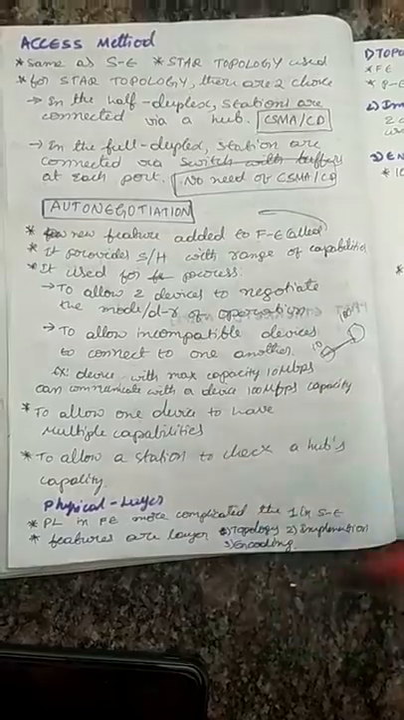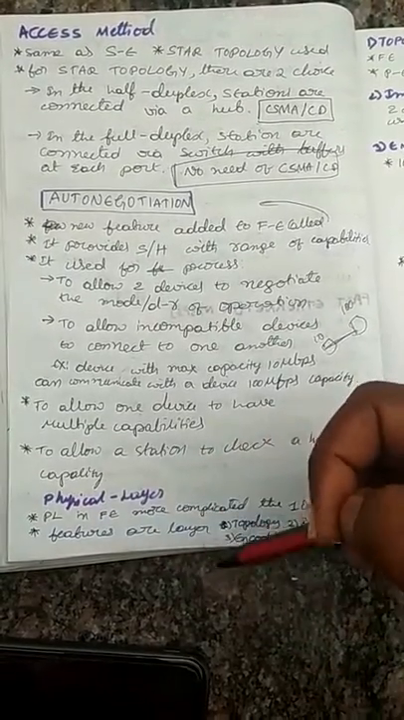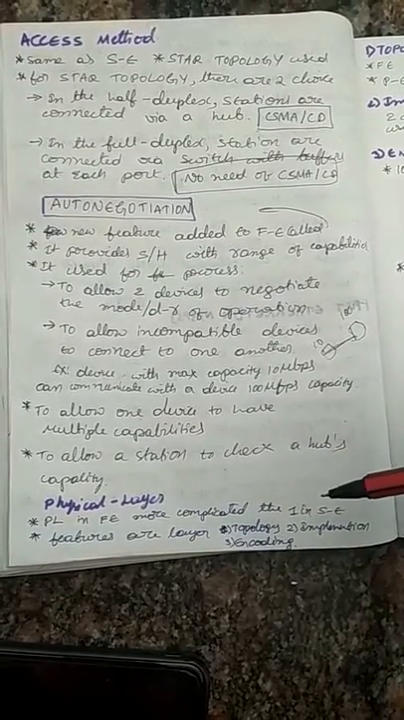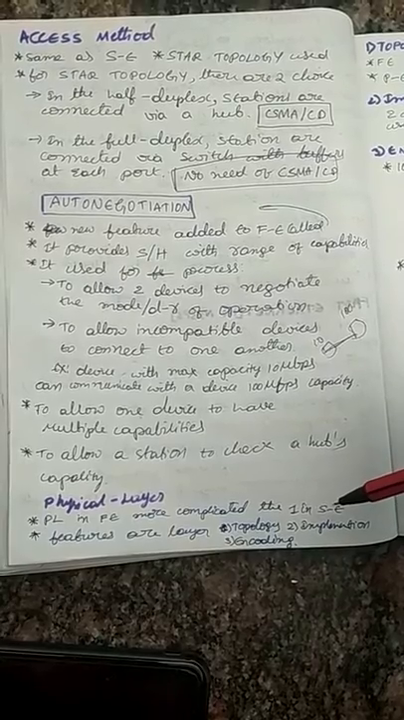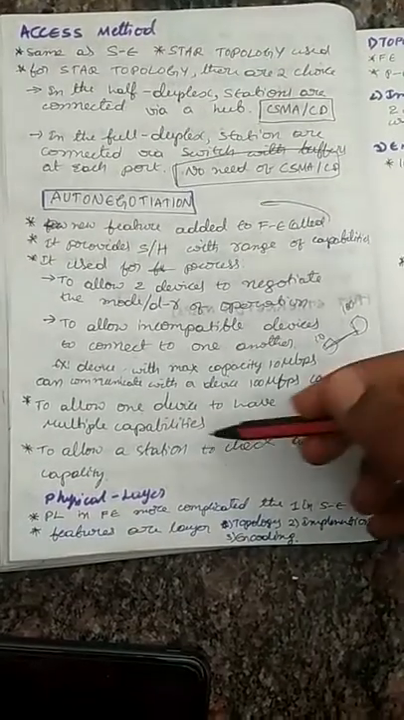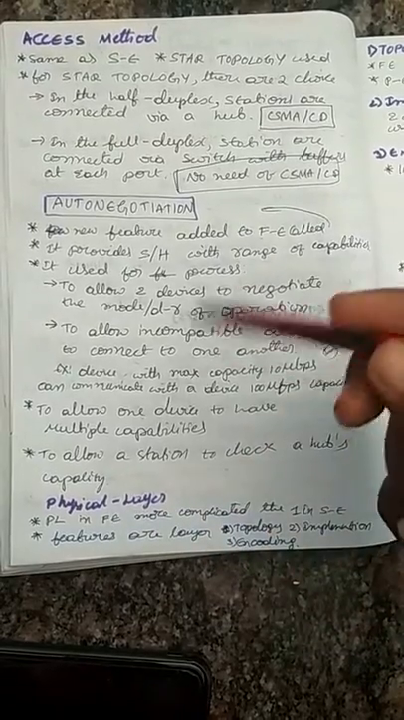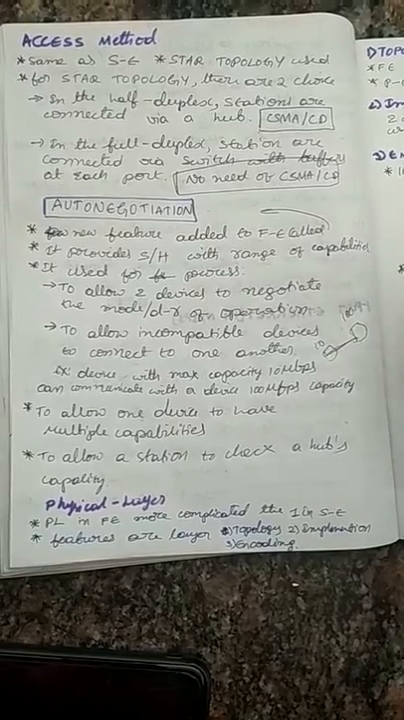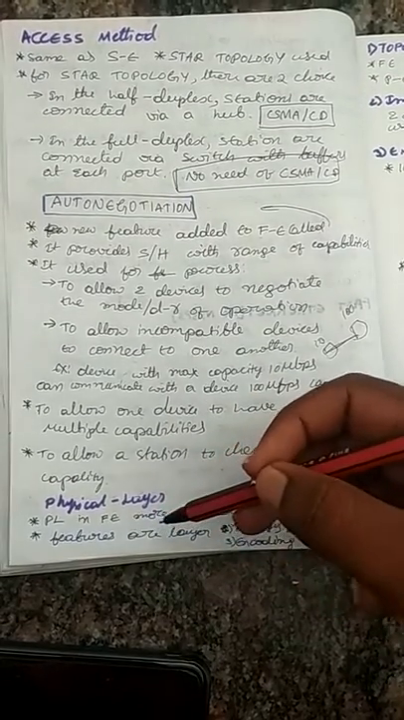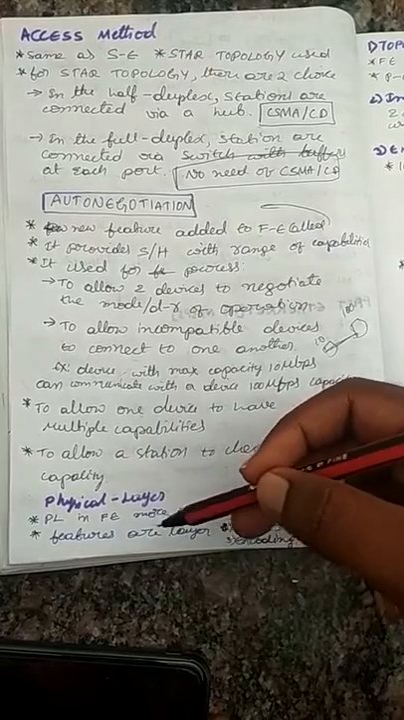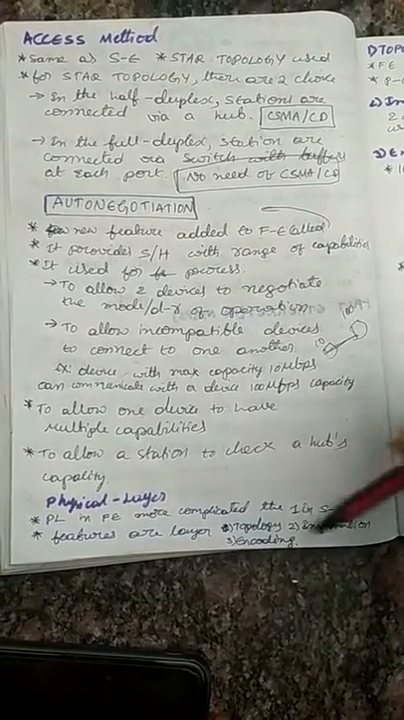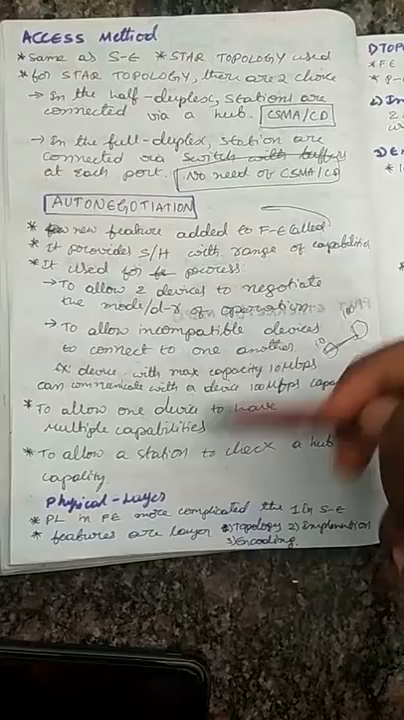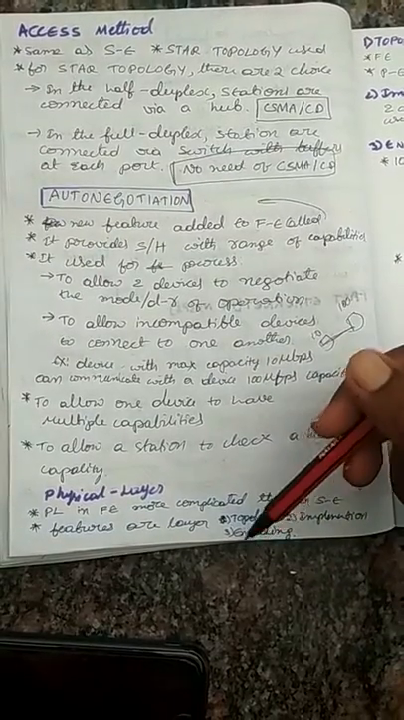Next is the physical layer. The physical layer in Fast Ethernet is more complicated than that of standard Ethernet. Some of the features of this physical layer are topology, implementation and encoding.